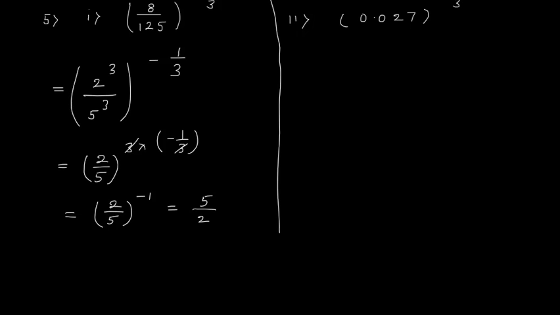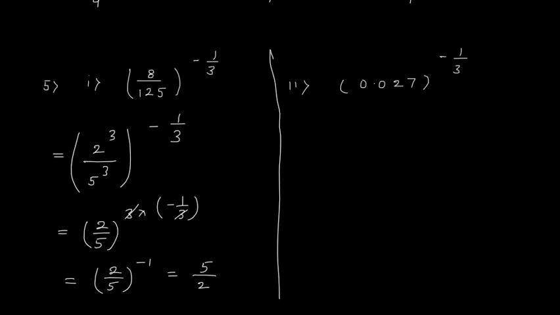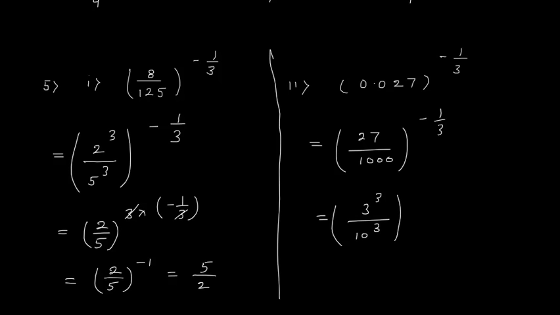Here, this second question, 0.027. So this 0.027 you can write as 27 divided by 1000, power minus 1 by 3. Now again here the power is in fraction. So this 27 you will write as 3 power 3, and this 1000 you will write as 10 power 3, the whole power minus 1 upon 3.